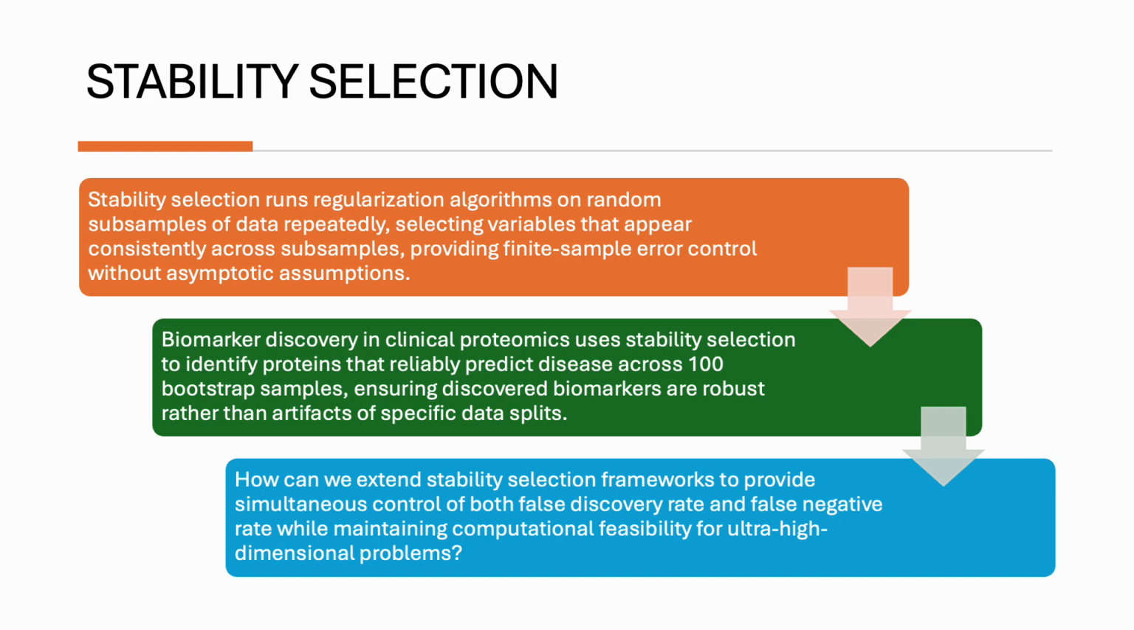How can we extend stability selection frameworks to provide simultaneous control of both false discovery rate and false negative rate while maintaining computational feasibility for ultra high dimensional problems? So that's a good question for you to answer.